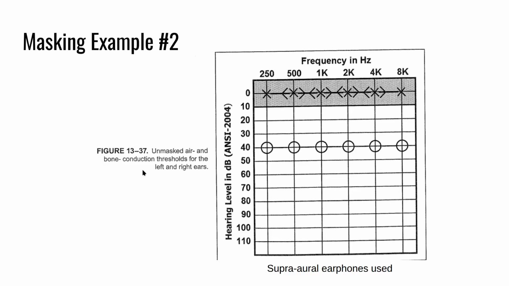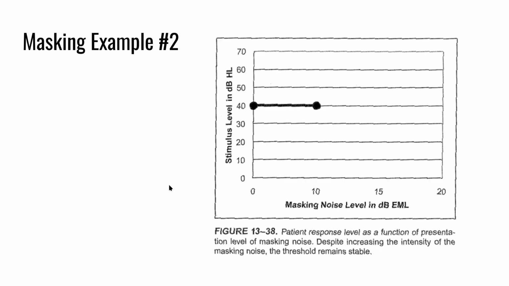Do we need to mask for air conduction? What frequencies? Let's start at 1,000 hertz using the plateau method. So what's our initial masking level at 1,000 hertz and presented to which ear? We're using supraaural earphones here. So we've got 10 dB of narrowband noise placed in the left ear. Threshold is reestablished in the right ear.